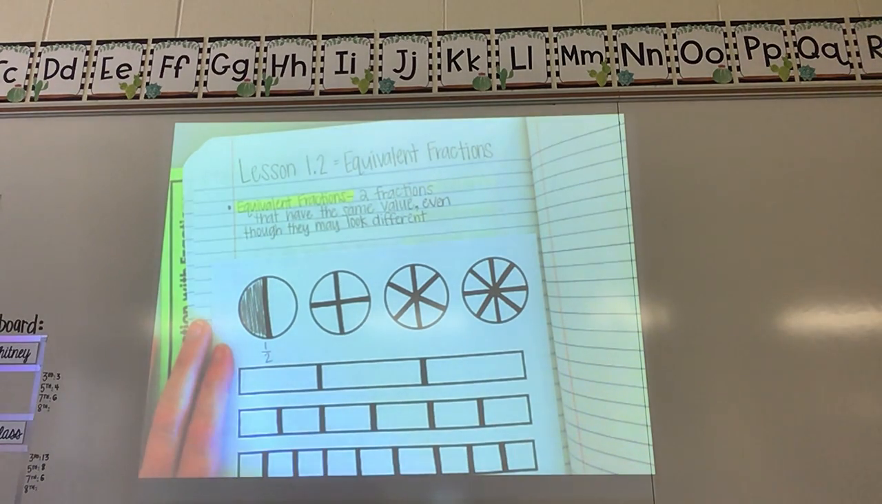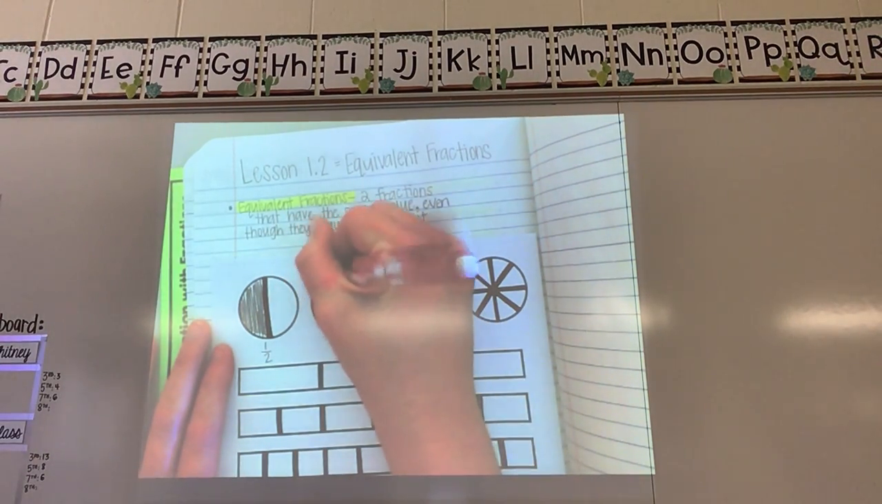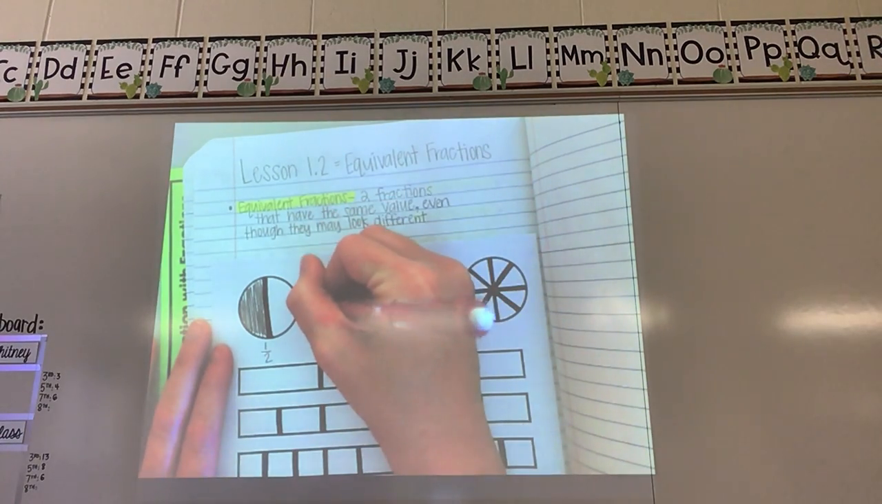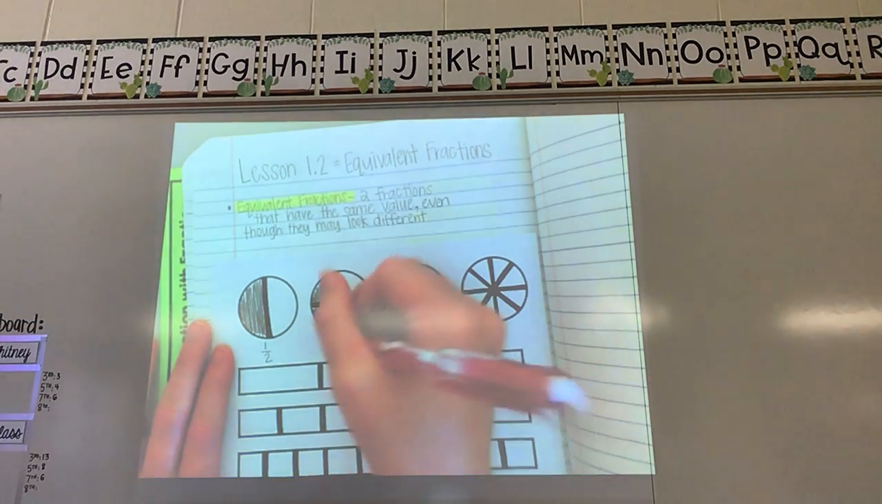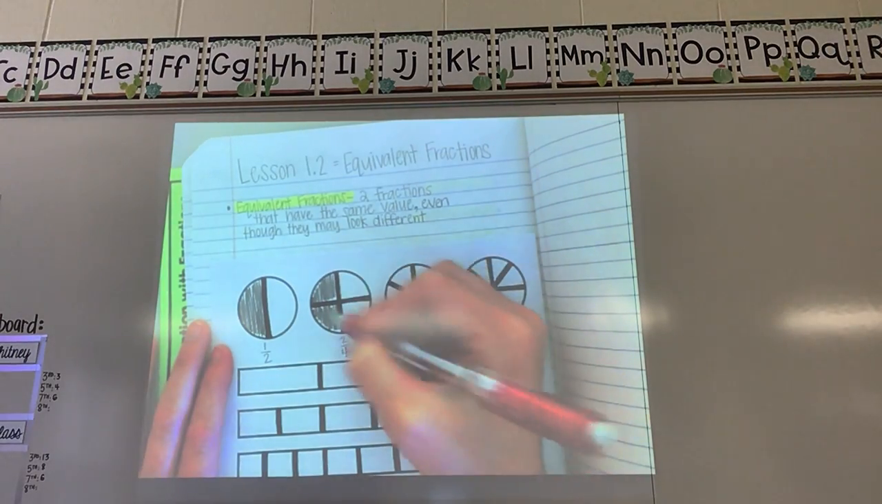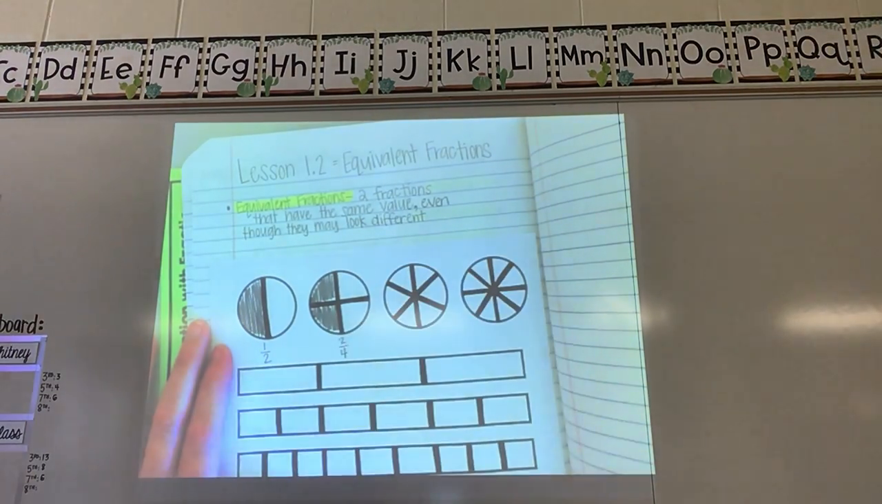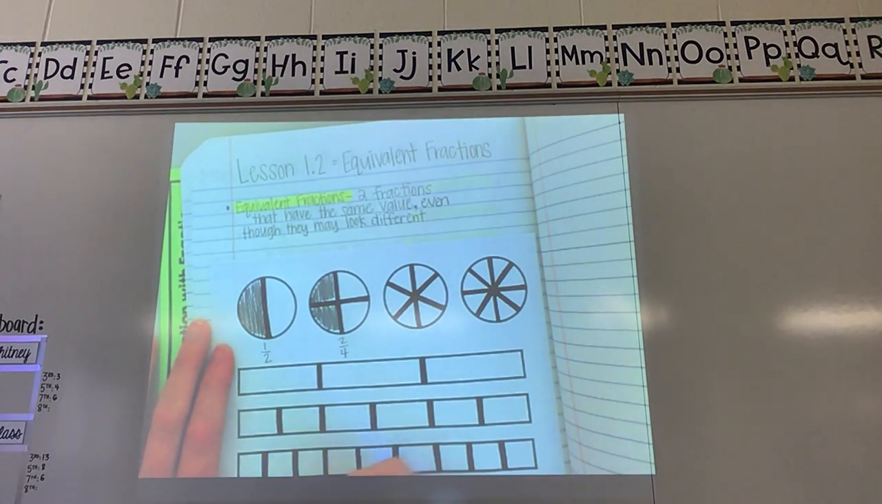On my next circle, you'll see it's divided up differently, but I'm going to shade this piece, and I'm going to shade this piece. Now I want you to think, what fraction of the circle did I shade this time? 2/4. I shaded two pieces out of the four pieces that are in that circle. Hopefully you notice that the amount that I shaded in each of those is the same. These two are equivalent fractions.